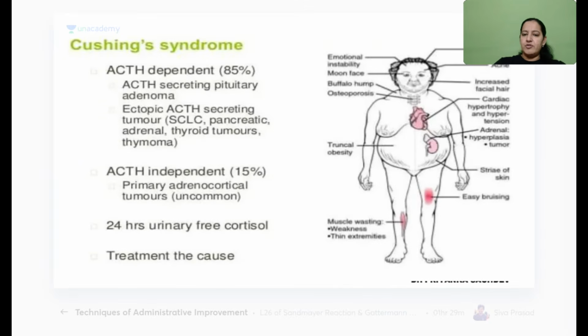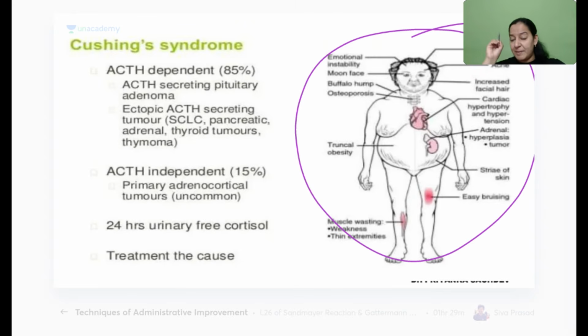So imagine a patient coming to your clinic. As soon as the patient enters your chamber, your OPD, you will identify his Cushing syndrome because he is having moon face, buffalo hump, and truncal obesity. He is having thinning of the scalp hair. You have already studied Cushing syndrome in physiology and multiple subjects, so you already know what it is.